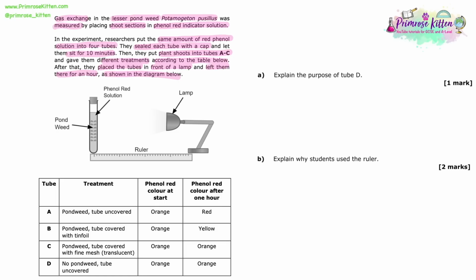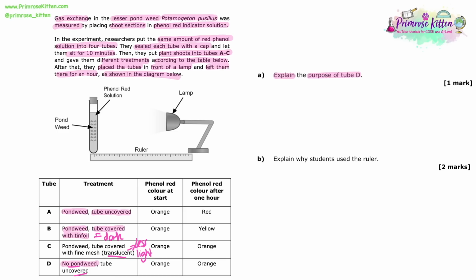So the 4 different treatments, we've got the plant just in the tube, uncovered. We've got the plant in the tube, but this time covered with tin foil. So this is obviously trying to replicate darkness, no light. Then we've got the tube covered with a fine mesh. So it's translucent. So that means that some light will get through, but it's not going to be the same as the treatment in A. And then we've got no pondweed and obviously no covering on the tube. So this is our control tube, effectively, the only one that doesn't have the pondweed in it.